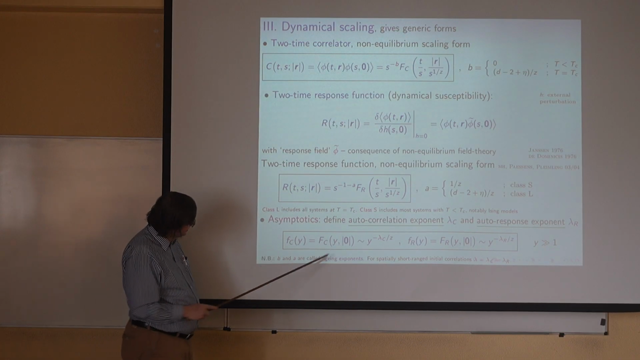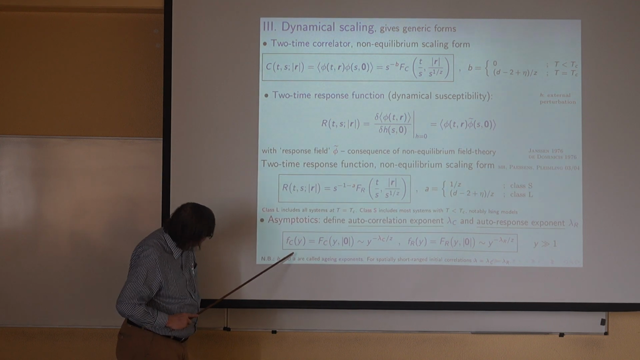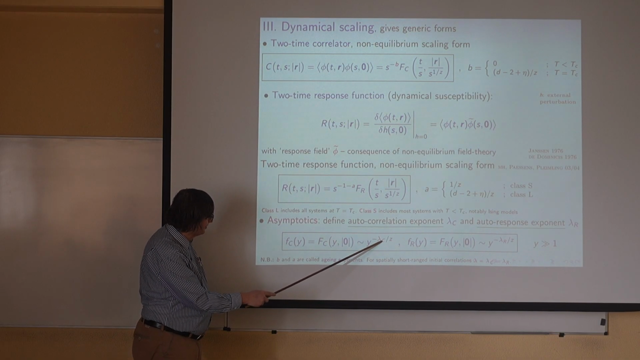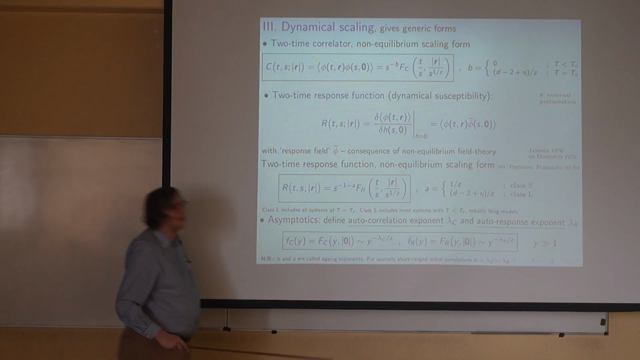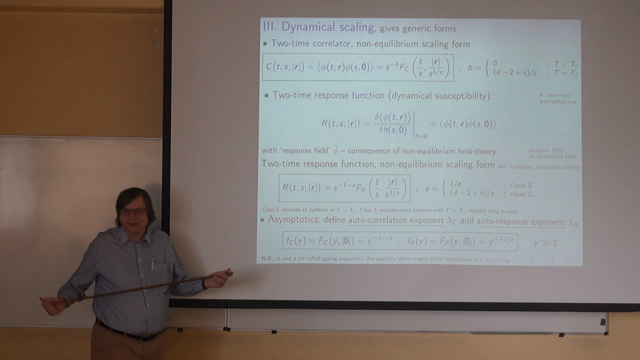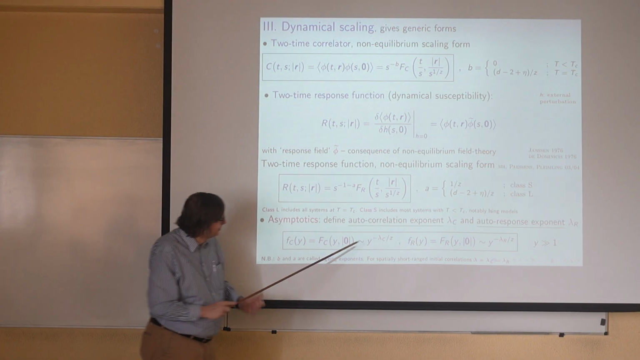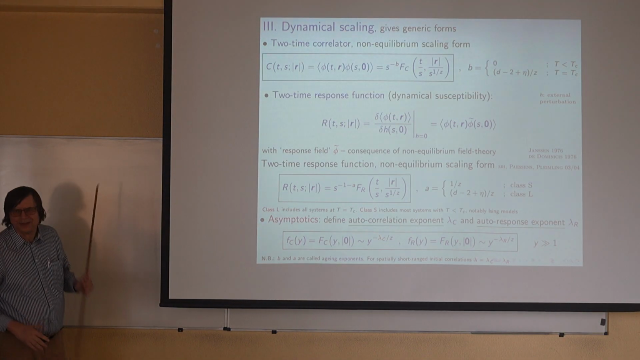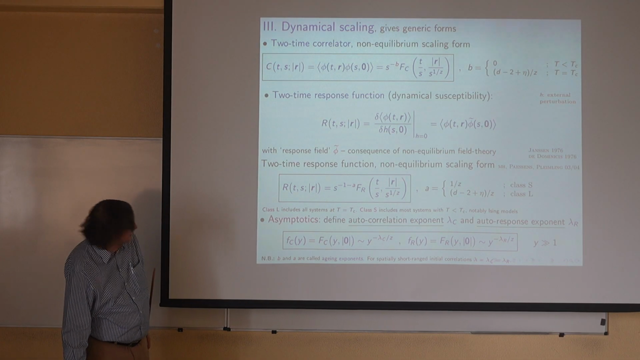For the asymptotics, we look at the case when the spatial argument vanishes. Then for large arguments, we expect some power-law form. This defines an autocorrelator exponent or an auto-response exponent. And indeed, whenever we have initial conditions with short-range spatial correlations, then in general these two exponents are expected to be equal. So that is the background we need in order to attack the rest.